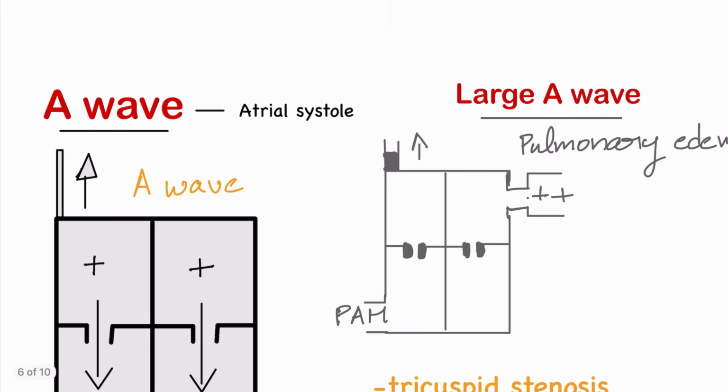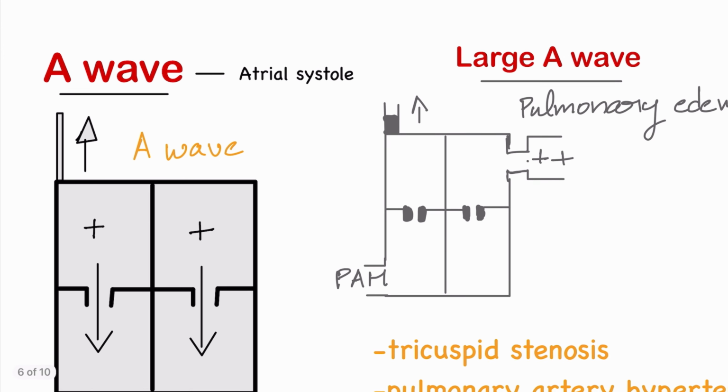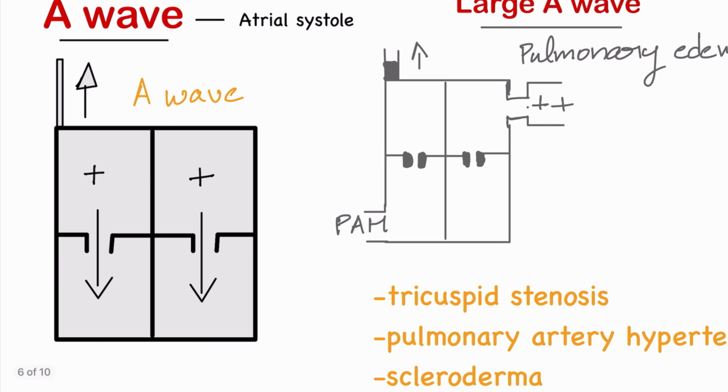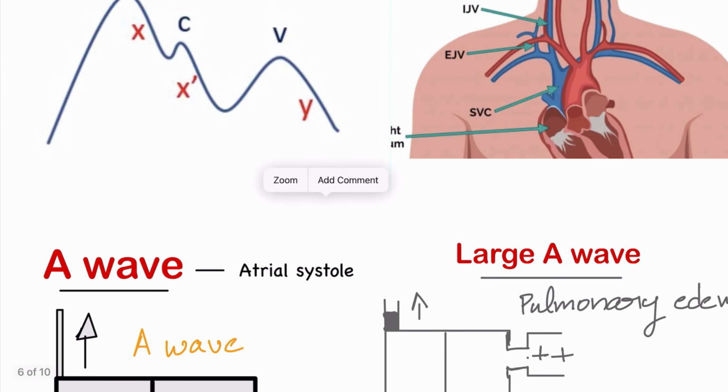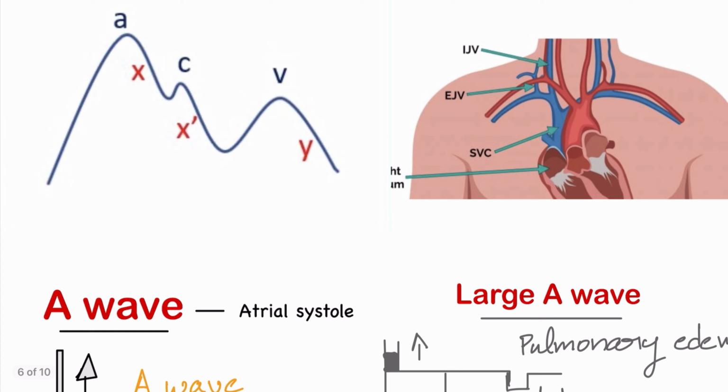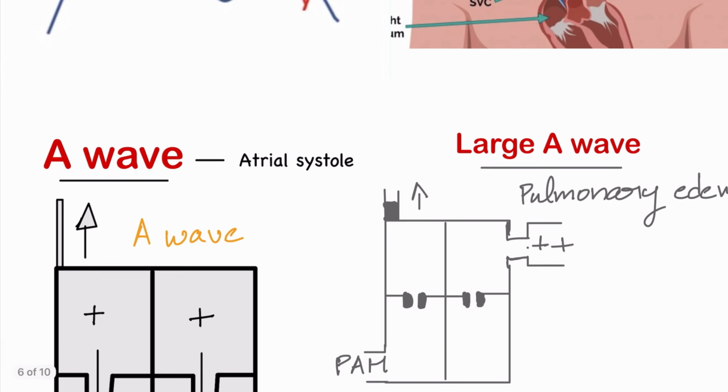First we'll learn about the A wave. So the A wave happens during the process of atrial systole. So what is atrial systole? Atrial systole is when the atria are contracting. The atria are pushing the blood down into the ventricles. So when the atria are contracting, there will be more pressure in the right atrium as well as the left atrium, which causes an increased pressure in the superior vena cava, which causes an increased pressure in the internal jugular vein, which causes this A wave. That's how the A wave is formed.